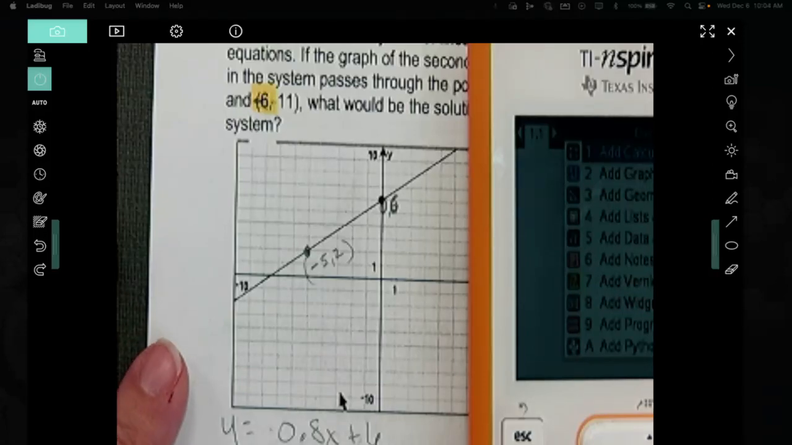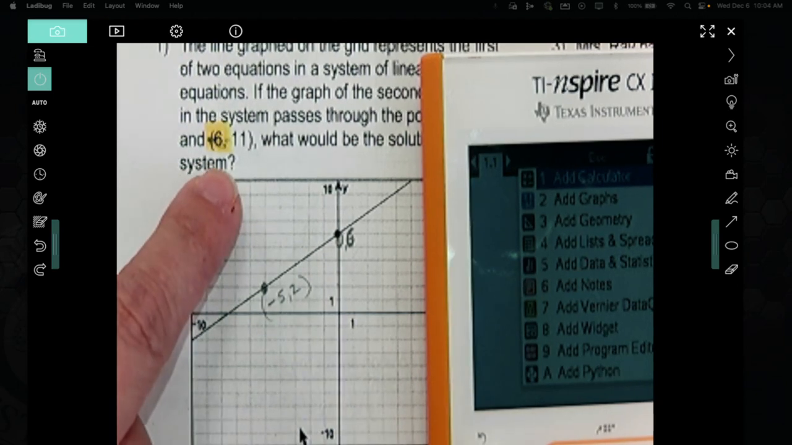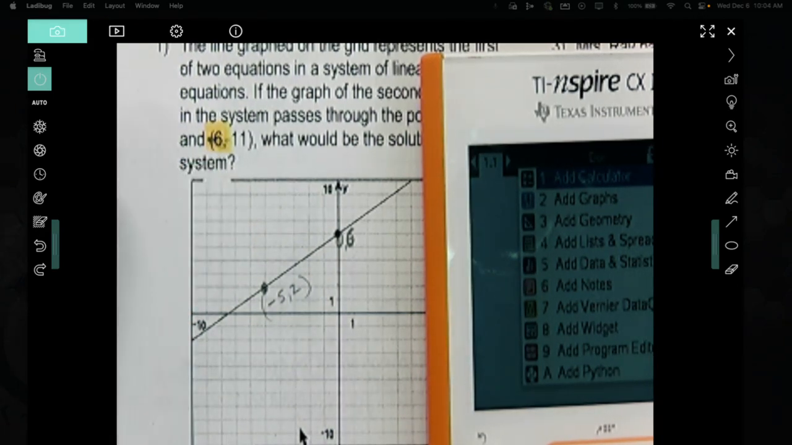We're going to review for our Unit 5 test. There is a typo on number 1. Please make sure you make this a -6. So in order to do this, what would be the solution?